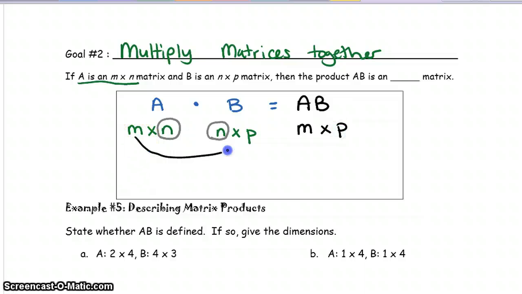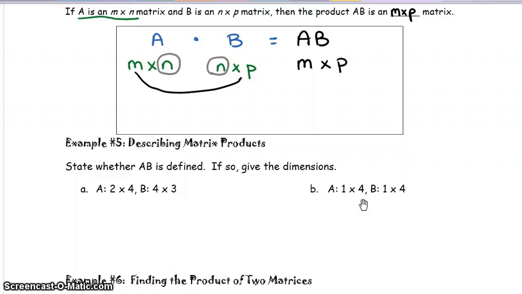And you'll see that those are the ones that were left on the outside. So the first thing we want to do, before we get too ahead of ourselves, is make sure we can identify if we can multiply the matrices so we're not wasting time. It says, state whether AB is defined. If so, give the dimensions.